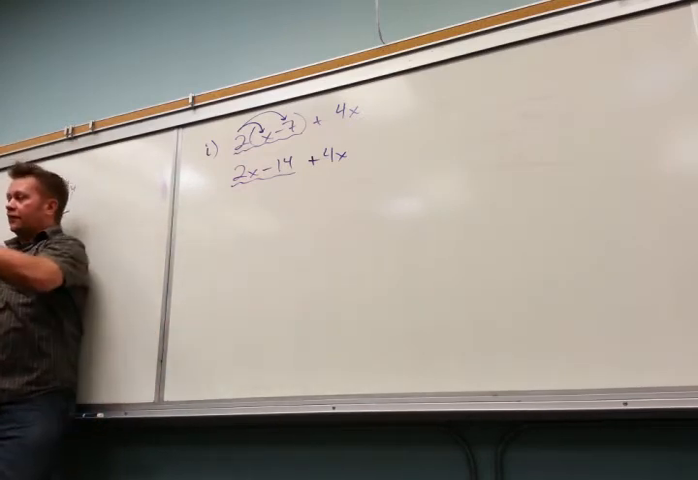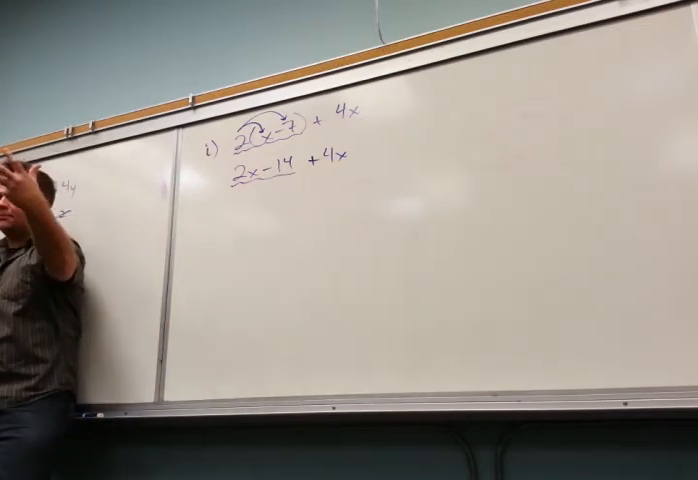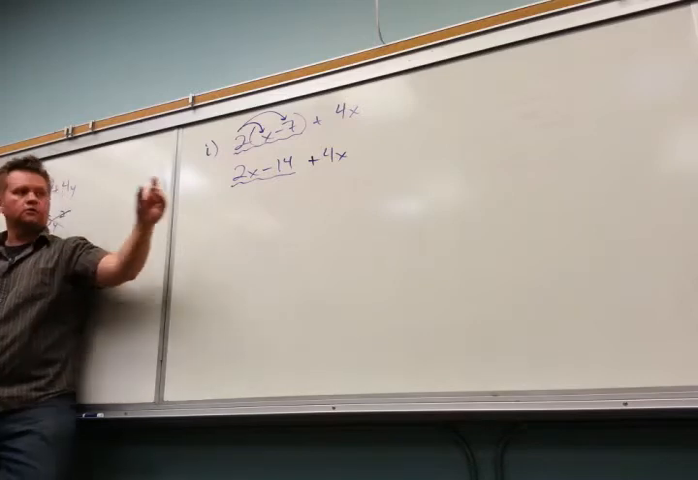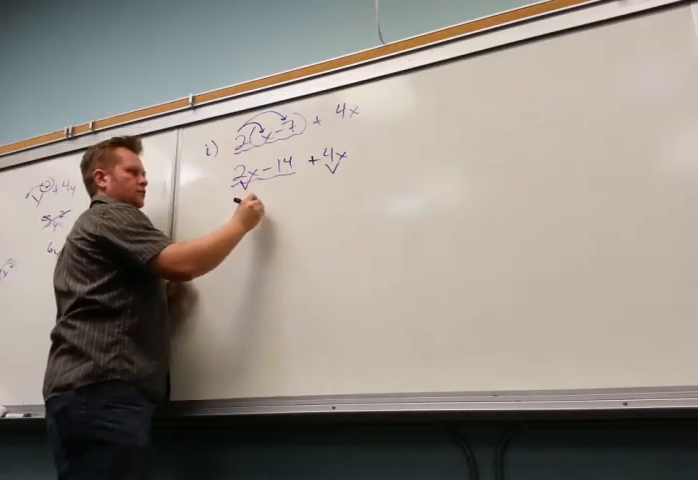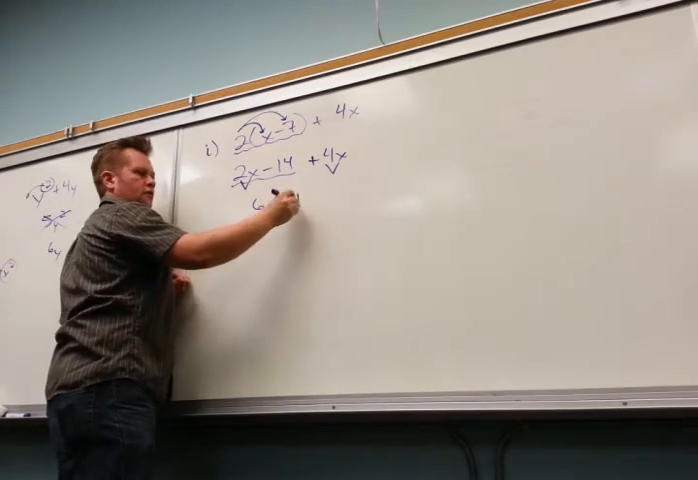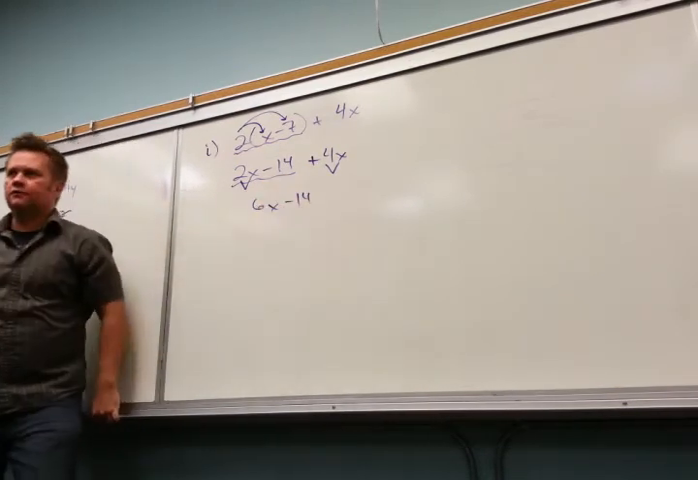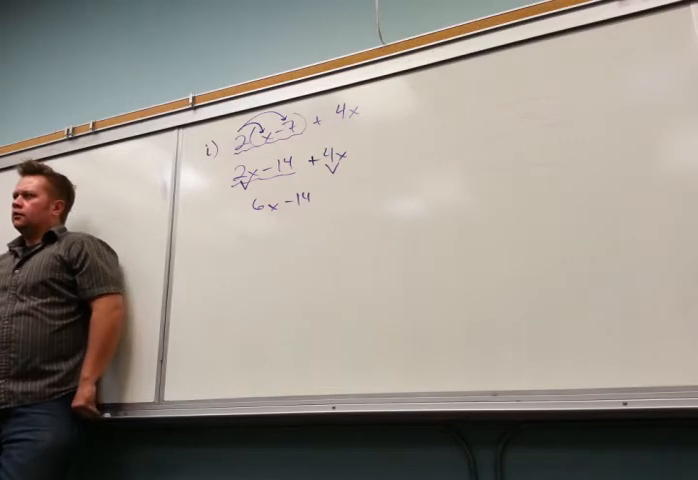Woohoo, Jeff. But now that I've done that, I freed my x's up. What can I do with them now? Yeah, there's a 2x, there's a 4x, so 6x, negative 14, and the minus 14 is just by himself. Okay, cool.